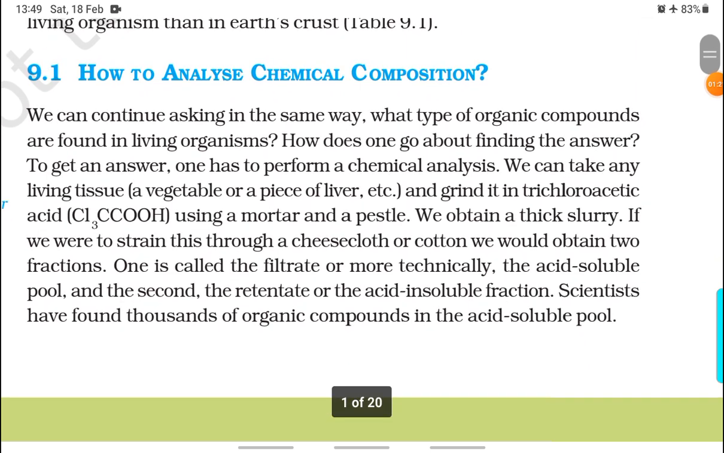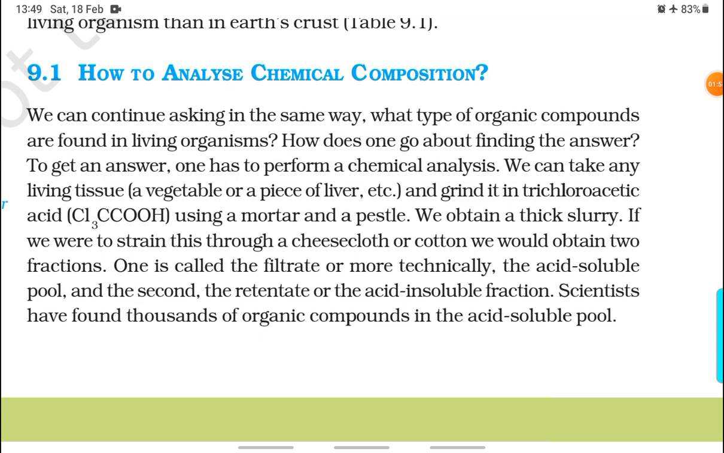How to analyze chemical composition? We can continue asking in the same way, what type of organic compounds are found in living organisms? How does one go about finding the answer? To get an answer, one has to perform a chemical analysis. We can take any living tissue, a vegetable or a piece of liver, and grind it in trichloroacetic acid, Cl3CCOOH, using a mortar and a pestle. We obtain a thick slurry.